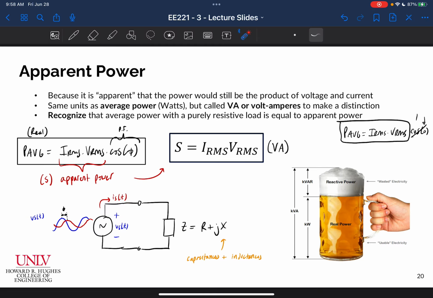Hopefully that makes sense. And in the next video, we're going to do an example problem where we do some computations with a reactive load, okay? Something that's not purely resistive like this. Something that is like this is not purely resistive, okay? That would be a better way to say it. So I'm going to end this video right here.